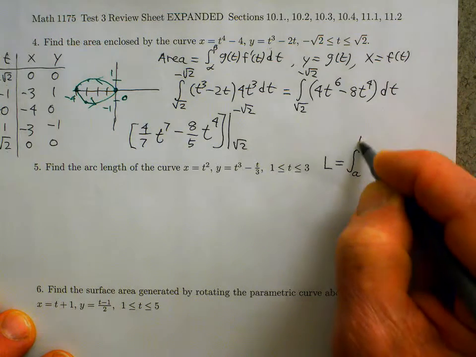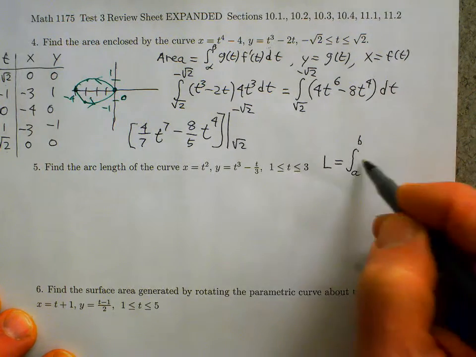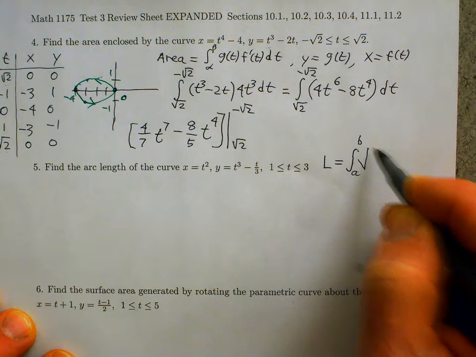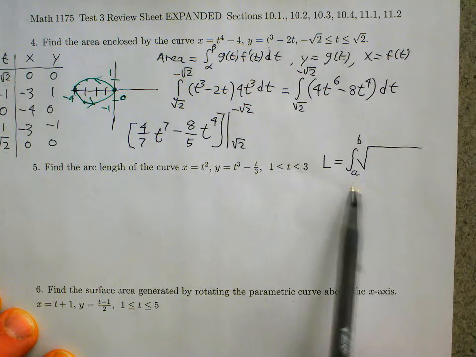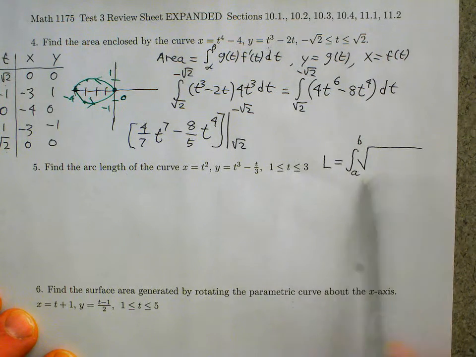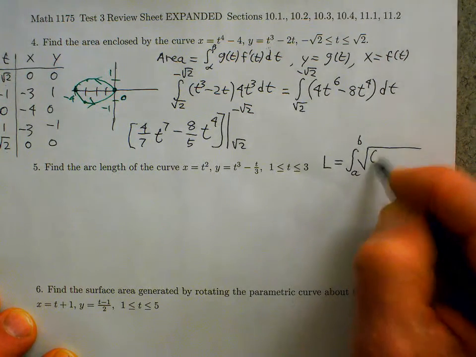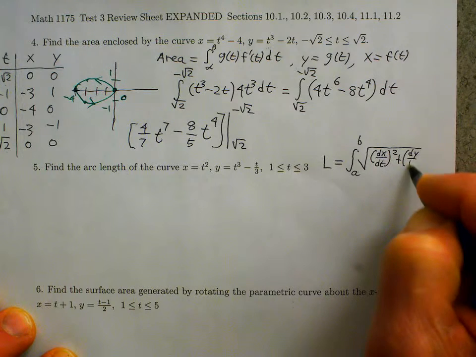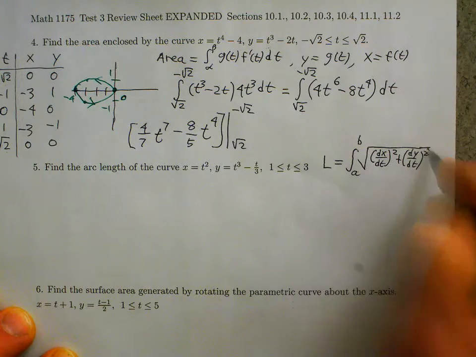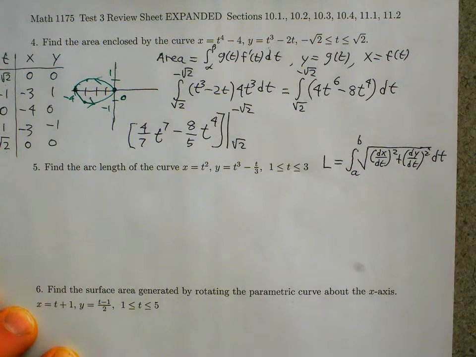The square root of dx over dt squared plus dy over dt squared. Yeah, it's the definite integral of the square root of dx dt squared plus dy dt squared dt. Is that what you said? Yep.